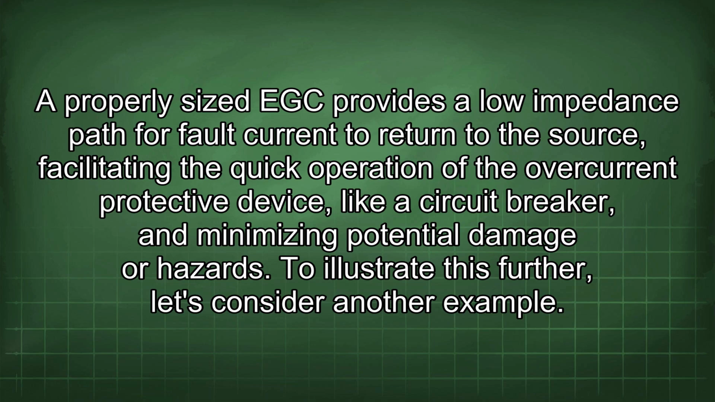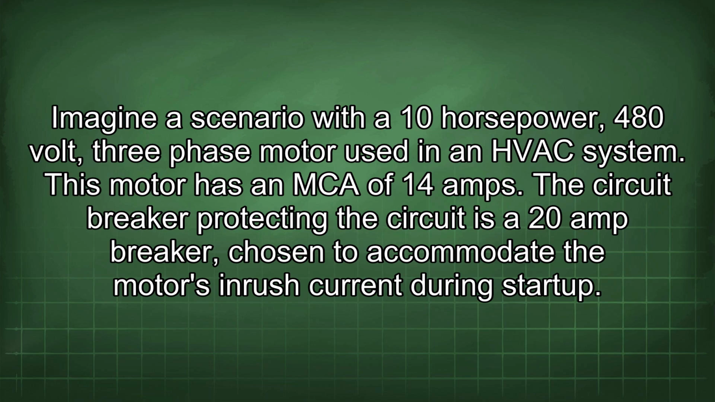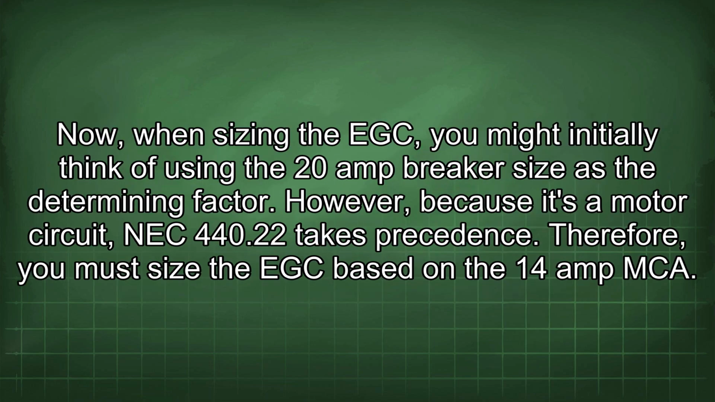To illustrate this further, let's consider another example. Imagine a scenario with a 10 horsepower, 480 volt, 3-phase motor used in an HVAC system. This motor has an MCA of 14 amps. The circuit breaker protecting the circuit is a 20 amp breaker chosen to accommodate the motor's inrush current during startup. Now, when sizing the EGC, you might initially think of using the 20 amp breaker size as the determining factor. However, because it's a motor circuit, NEC 440.22 takes precedence. Therefore, you must size the EGC based on the 14 amp MCA.